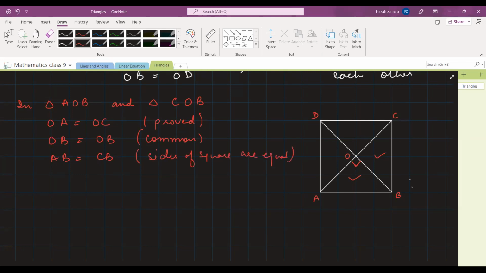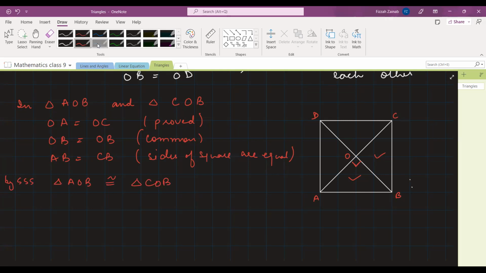Yes, ma'am. See, when you try to show congruency, you have to do only two things. First, look at all the three sides, then look at all the three angles. That's it. Here, all the three sides are coming out to be equal. So, by SSS criteria, triangle AOB is congruent to triangle COB, right?